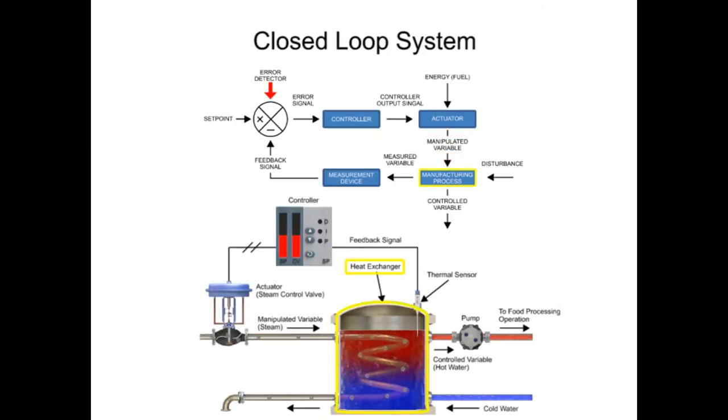Manufacturing process is the operation of the heat exchanger to control the physical variable. Disturbance is defined as a change in the manufacturing process resulting in a change in the control variable. Disturbances occur when the water temperature suddenly changes or stops flowing.